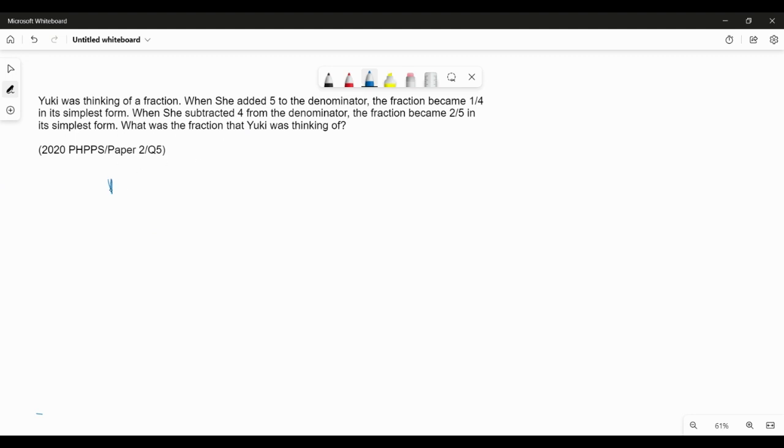What it's trying to say is that we have a fraction which we don't know what it is. I'm just going to use two boxes here to represent the unknown. If we add 5, it becomes 1/4. Same thing, if we minus 4, it's going to become 2/5. Now, if you notice something, the numerator was never changed throughout both scenarios.